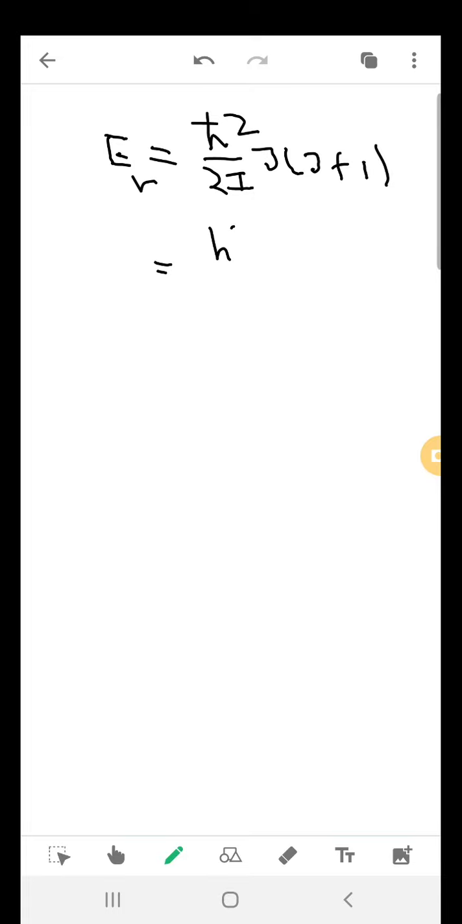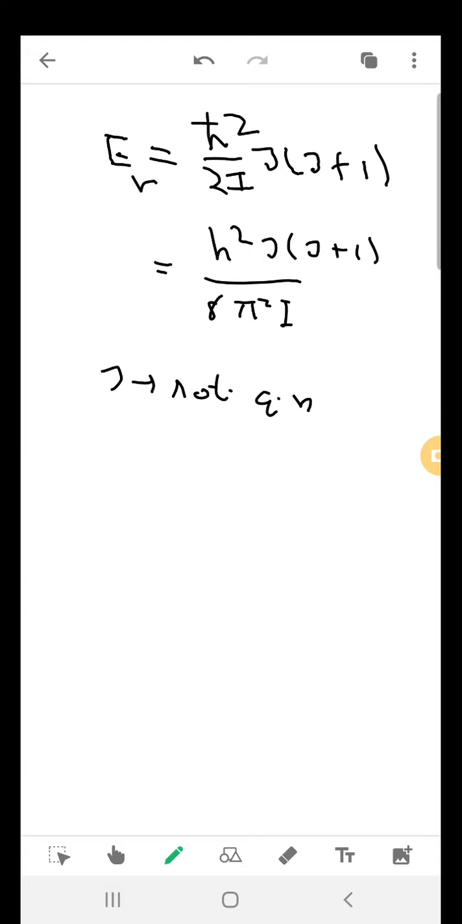This is the equation for the reduced mass, and the eigenvalues or the energy values for a pure rotational spectra are given as E_R is equal to h cross square by 2I into J into J plus 1, or you can write it as h square divided by 8 pi square I into J into J plus 1, where J is the rotational quantum number, and the value of J stands for 0, 1, 2, 3.